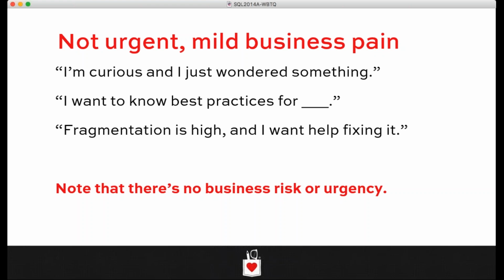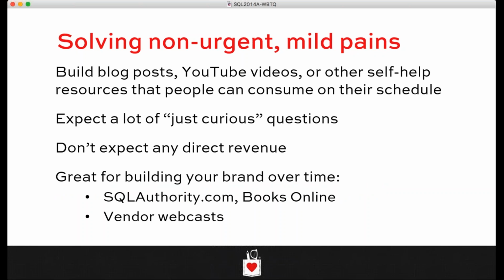If there's no business risk or pain or emergency, we're not talking about real money the business is going to lose if we don't solve it, then what you're going to do is you're going to go read blog posts, YouTube videos, hit Stack Exchange, and so forth. So if you want to be a consultant or a contractor that fixes these pains, you want to build blog posts, you want to record YouTube videos, you want to build scripts for the public to use.